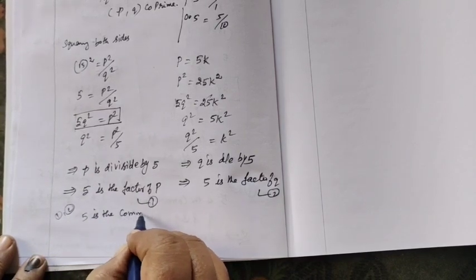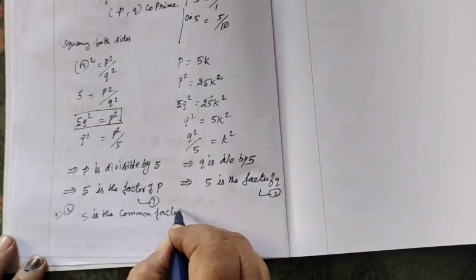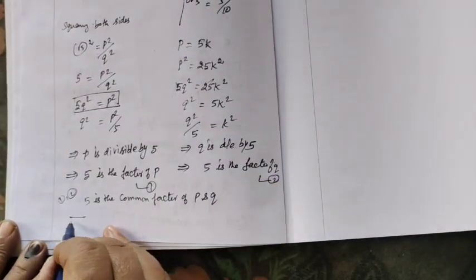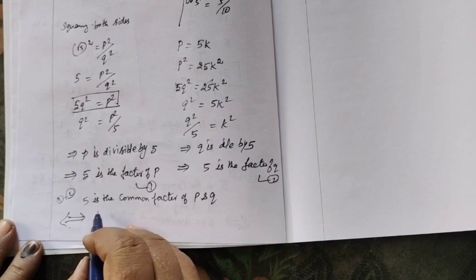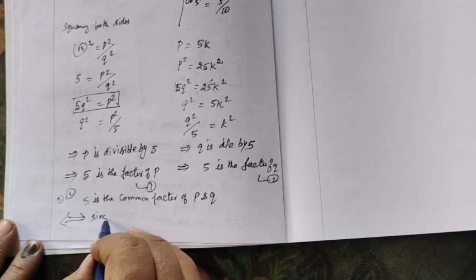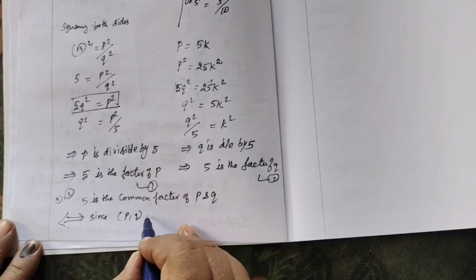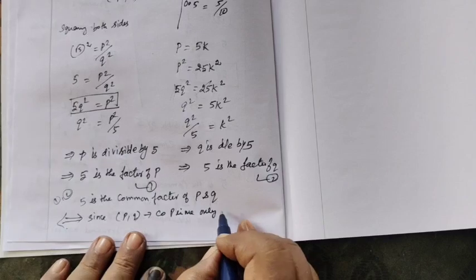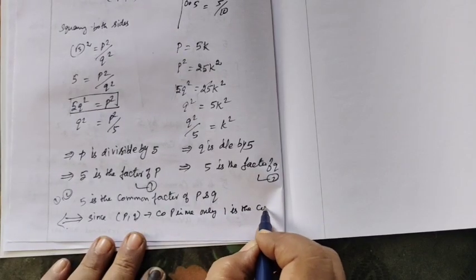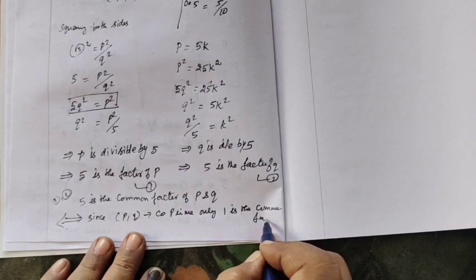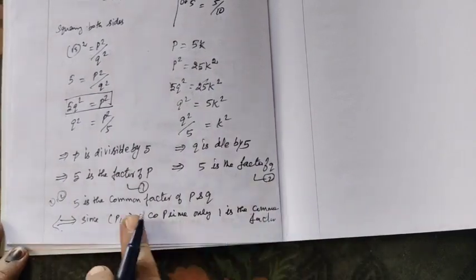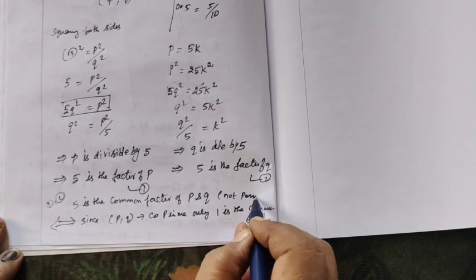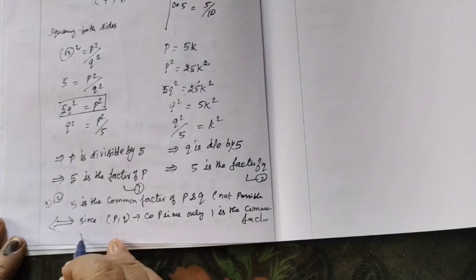5 is a common factor of P and Q. But this is a contradiction. This is a contradiction for our assumption. Since the P, Q pair is co-prime, only 1 is the common factor. So 5 is a common factor, this is not possible as per our assumption.